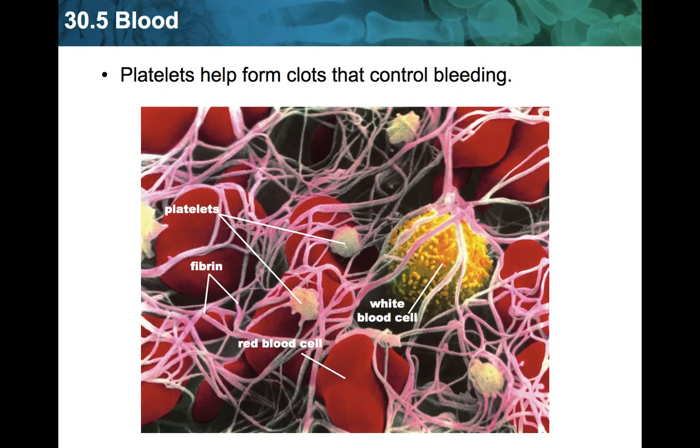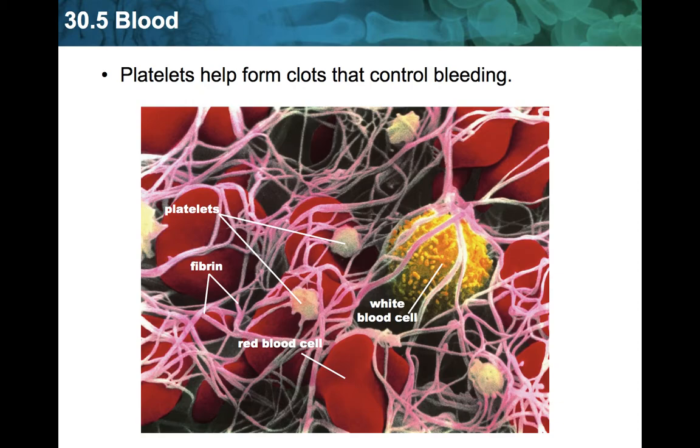All right, platelets are the ones that help form clots that control bleeding. Let's just say you get a paper cut on your fingertip and it's bleeding profusely right away. And let's say you wipe off the blood and you let it go for a few days. You don't put any medication on it, you don't put a Band-Aid on it, nothing. You kind of just let it heal on its own, right? So in a few days, it's going to start to go away.